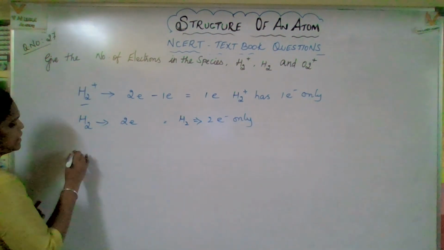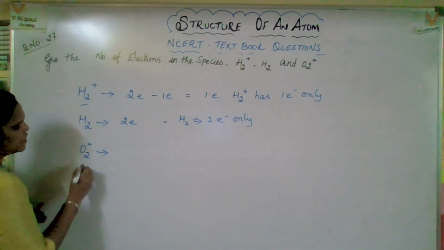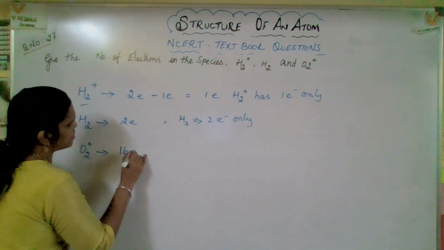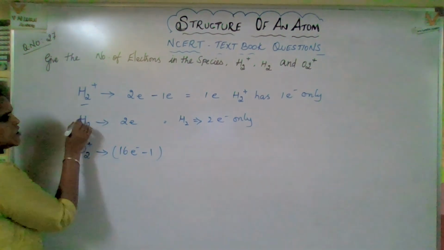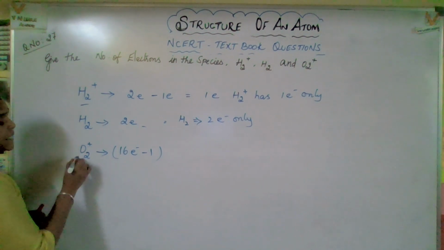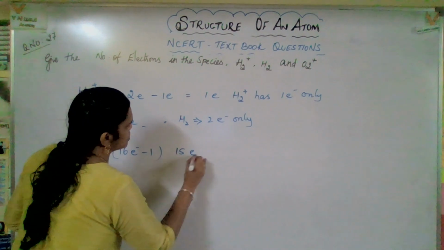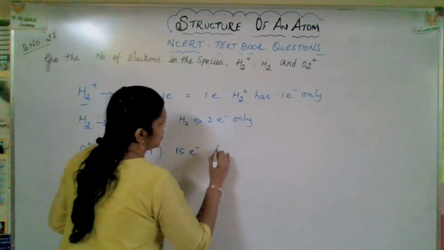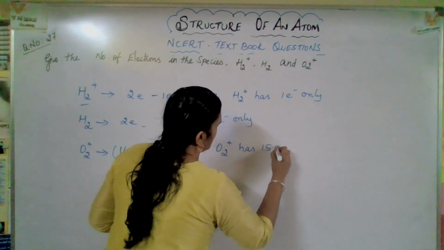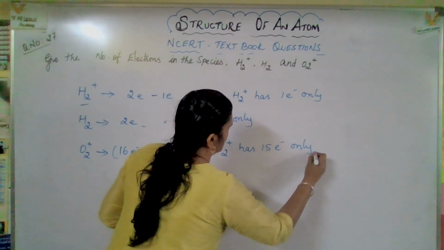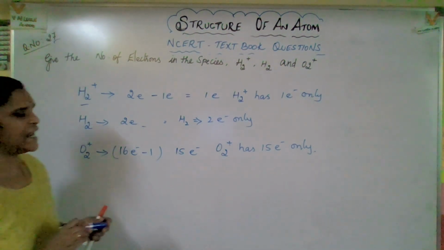Now next one, O2 plus. Here O2 means 16 electrons. 16 electrons minus 1. Here there is no plus or minus, so we just write 16. But here plus is there, no? So that means here 15 electrons. So O2 plus has 15 electrons only. Right? You got it? Now, question number 27. I hope you got a clear idea.